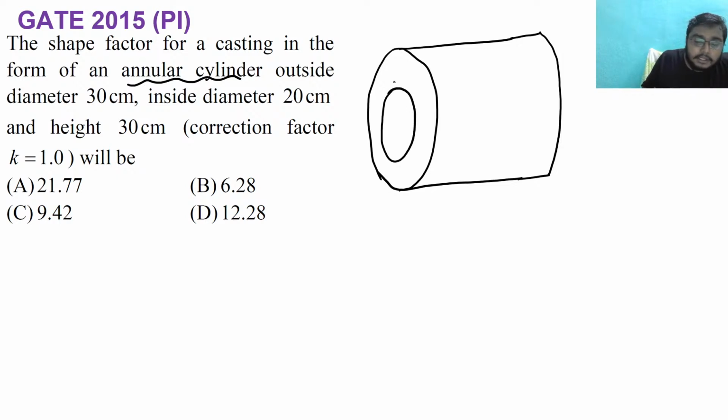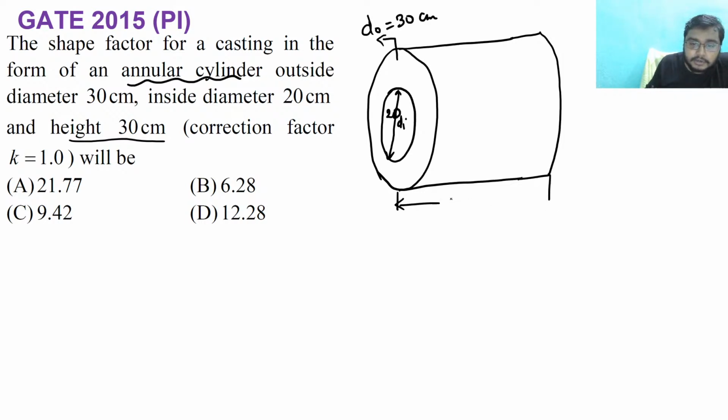In this annular cylinder, let this diameter be di and let this be do, the outer diameter. Now see here, I know do to be 30 centimeter, and di to be 20 centimeter. The outer diameter and inner diameter are given, and the height is given as 30 centimeters. So can I say this length is 30 centimeters?